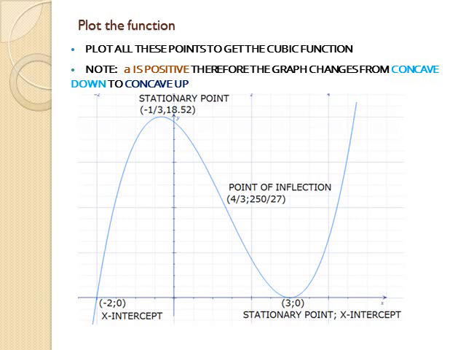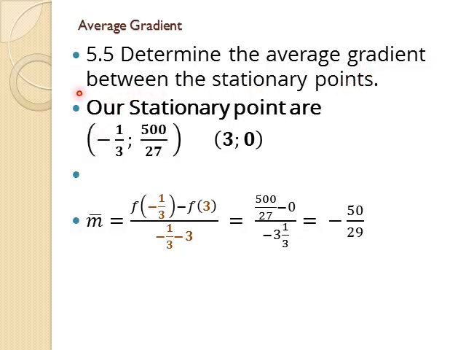Right, but let's look at one question that always gets tested with stationary points. Determine the average gradient between the stationary points. So minus 1 over 3, 500 over 27, and 3 and 0. So for average gradient, f of negative 1 over 3 minus f of 3, so that is for my y values, divided by minus 1 over 3 minus 3. So 500 over 27 minus 0. That becomes minus 3 and a third, which gives me then minus 50 over 29.